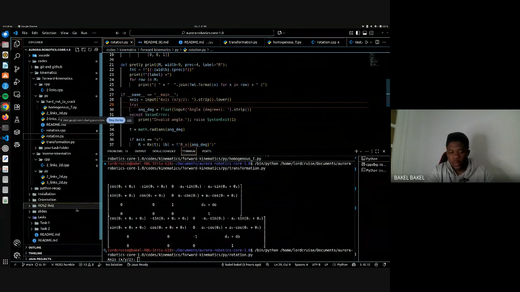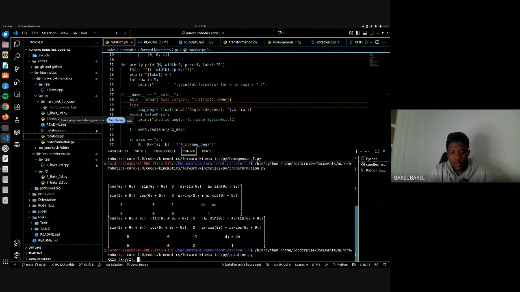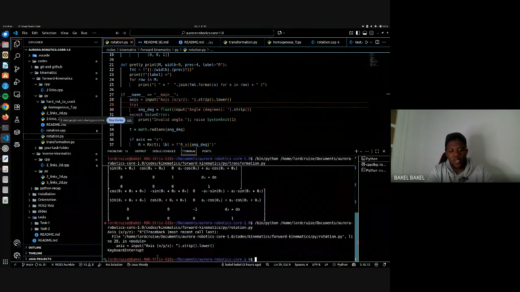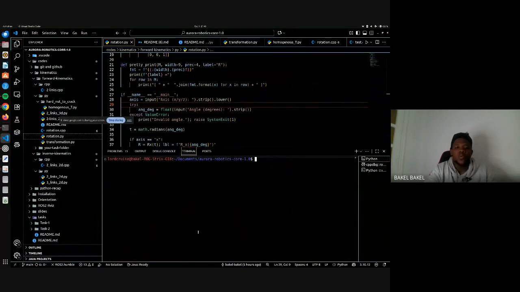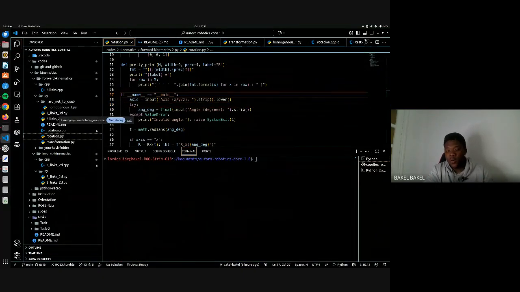I don't know if you can see this. Okay, let me do it this way. Let me terminate it and let me clear. Okay, good. So I want to run the code now.